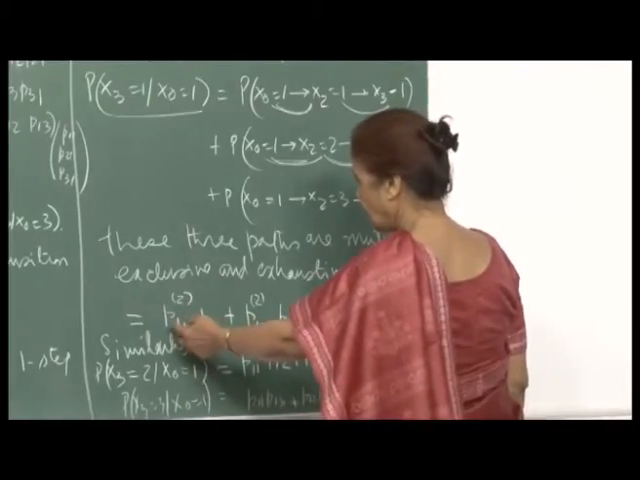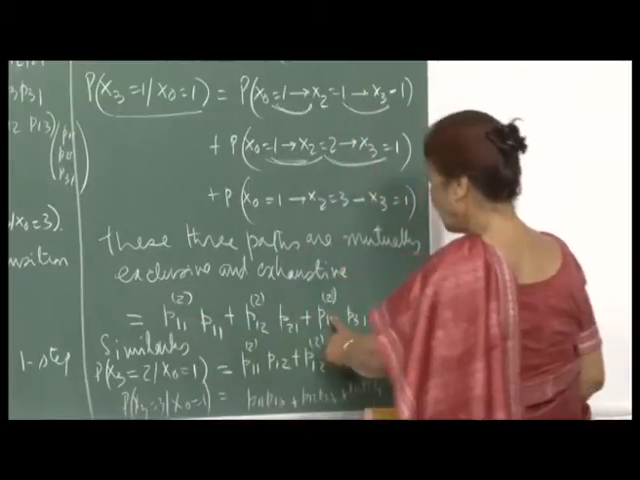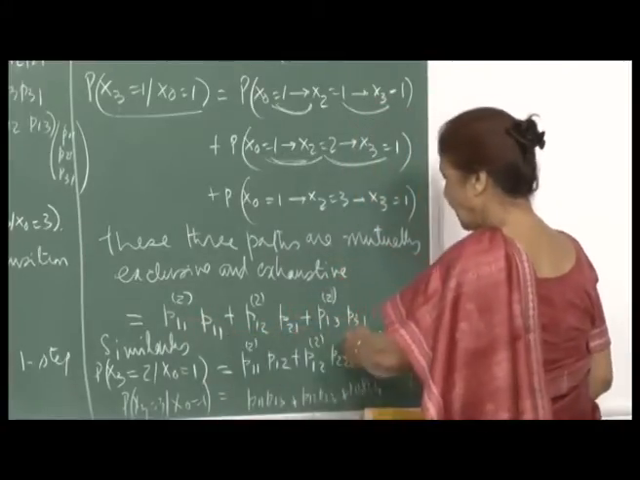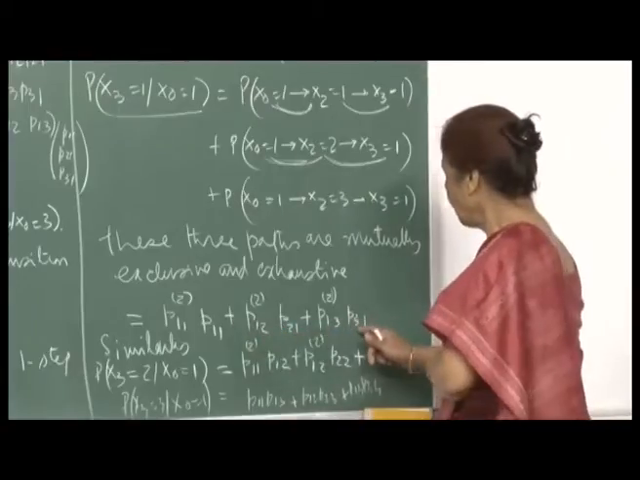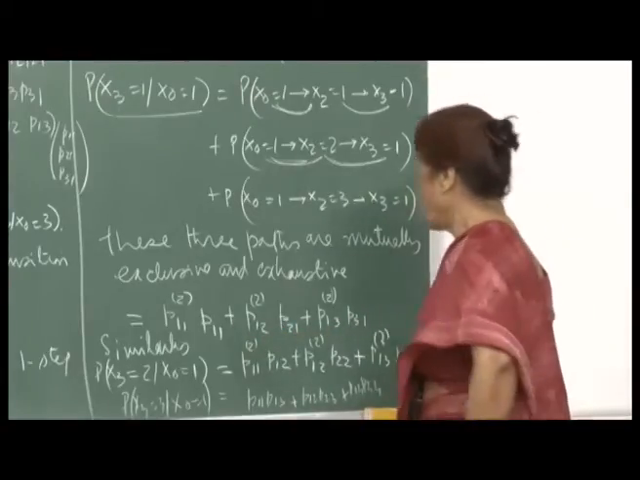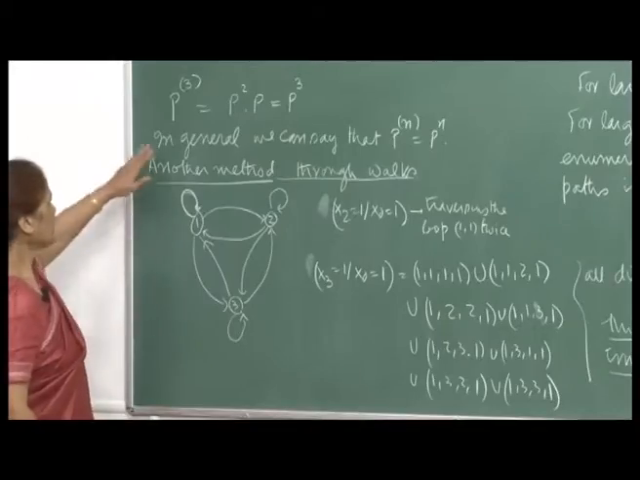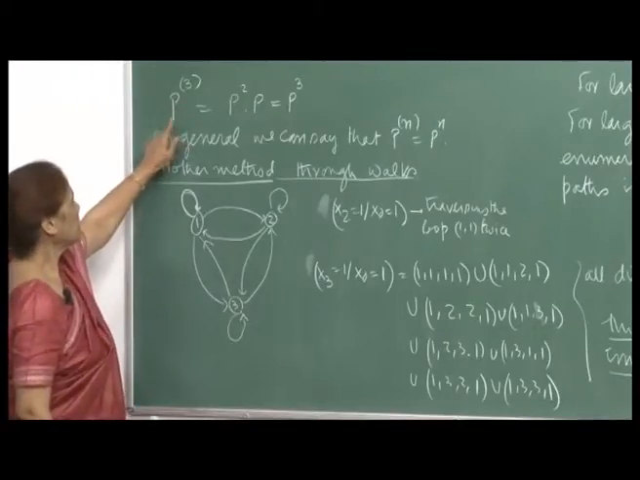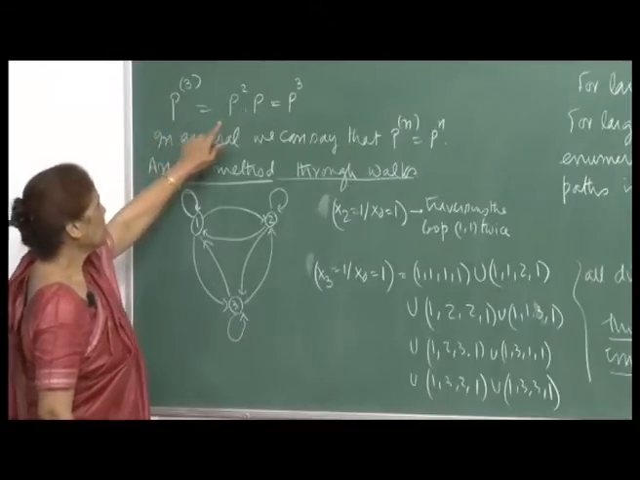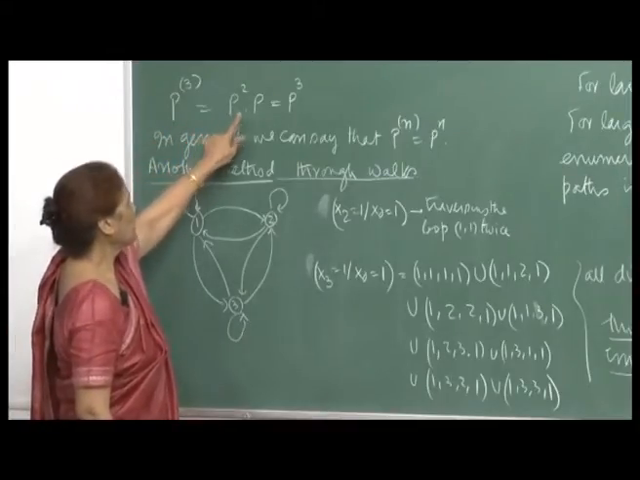So, therefore, these are the entries of your P square, and then you are again multiplying by p11, p21, p31. So, that means essentially, okay. So, we saw that if we want the 3 step transition probabilities, this will be given by P square into P.